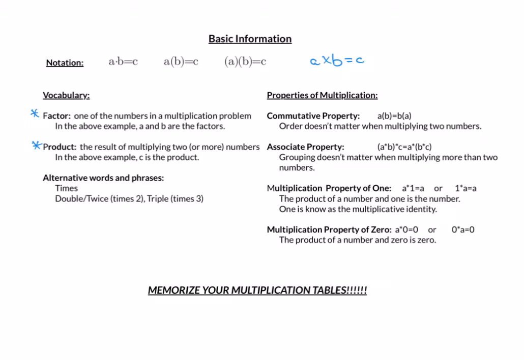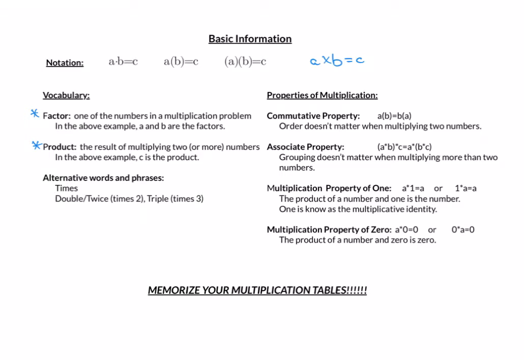Some alternative words and phrases that mean multiplication is times. We also have some special ones. Double or twice means multiplying by 2, and triple means multiply by 3.